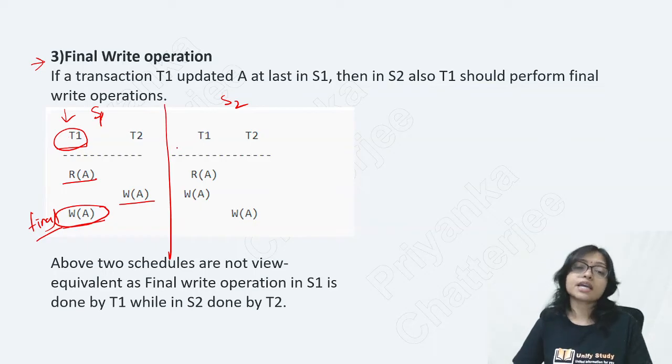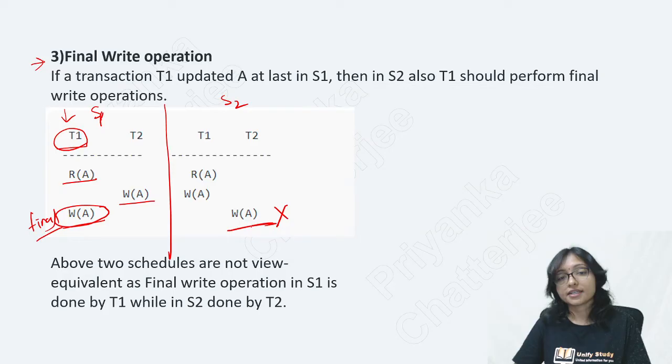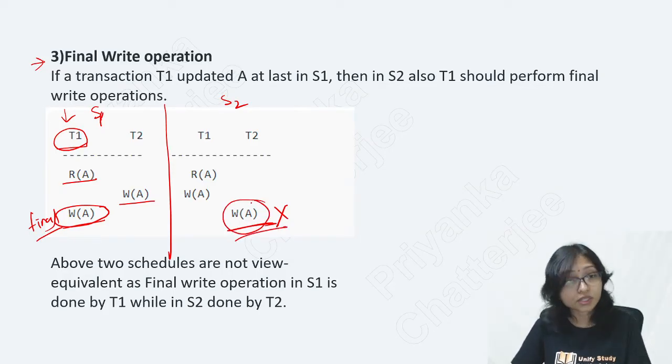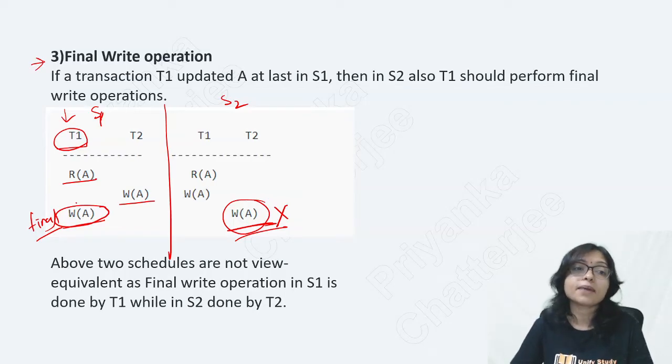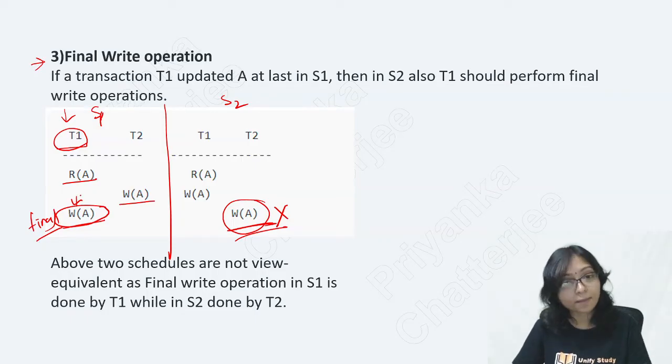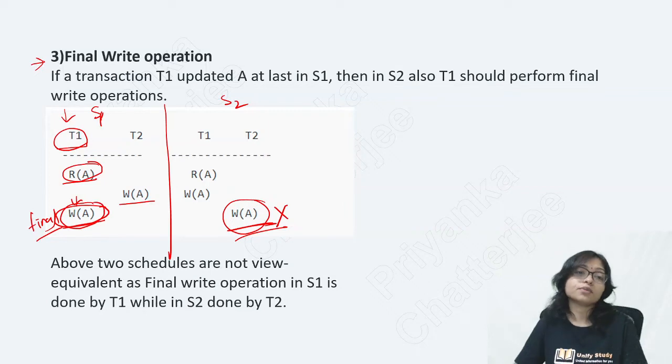But I am trying to make a swap, where T2 is doing the final write. That is wrong. Whenever you are doing swapping, the final write operation should be done by T1 only. You cannot do it. Whenever you are doing swapping, you have to maintain that also. Got it? The initial read you have to maintain, the final write also you have to maintain.